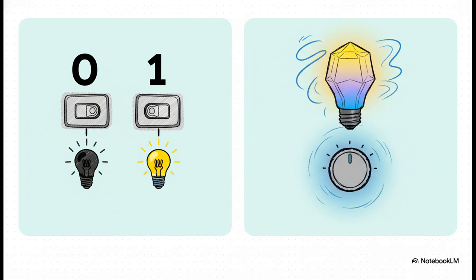Your standard computer bit, it's like a light switch. Click, it's on. That's a 1. Click, it's off. That's a 0. Super simple. But a quantum bit, or what we call a qubit, that's more like a dimmer switch. It can be all the way on, all the way off, or, and here's where it gets wild, it can be somewhere in between, a mix of both on and off at the exact same time. It's all about probabilities until you actually check it.